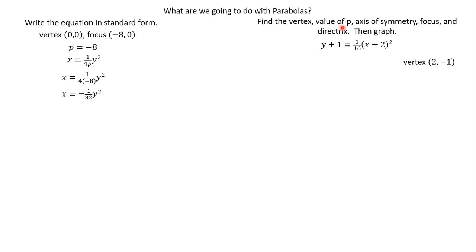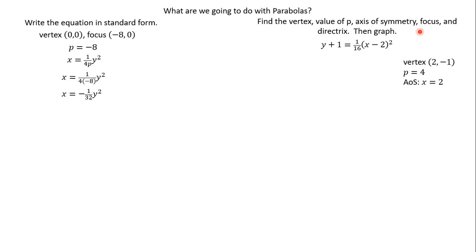The value of p, well, 1/16 equals 1 over 4p, which means 16 equals 4p, which means p equals 4. And you might need to show that work, depending on what the value is, but most of the time, you're going to be able to figure out what p is pretty easily. Axis of symmetry. Well, this is y equals, so the axis of symmetry is backwards. It's going to be x equals the x part of the vertex, x equals 2.